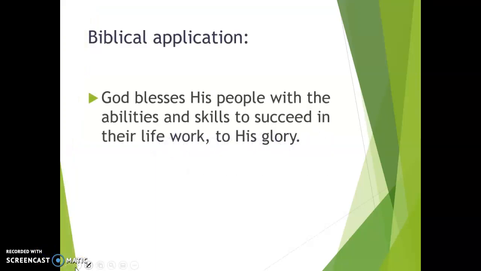Our biblical application for this unit is that God blesses his people with the abilities and skills to succeed in their life work to his glory. Each of you has different gifts and different talents. For some of you, this is going to come easy, and for others of you, it's going to take a little bit of work. But he has given us different gifts and abilities, not so that we can waste them, not so that we can just hide them away and use them when we feel like it, but to succeed in the task that he's called us to do, to pursue a job, to pursue a career, to pursue our passions and our interests with the intention of bringing him glory.